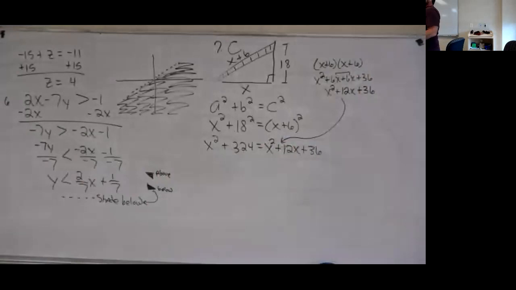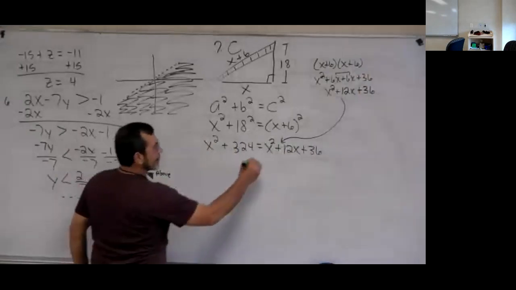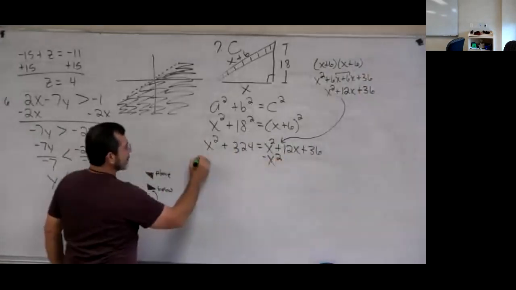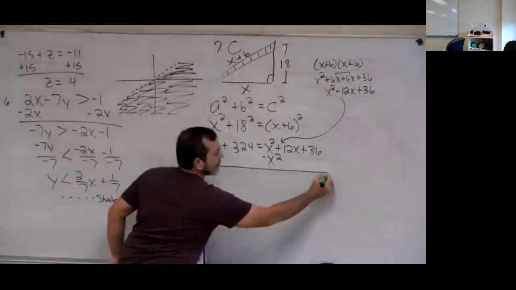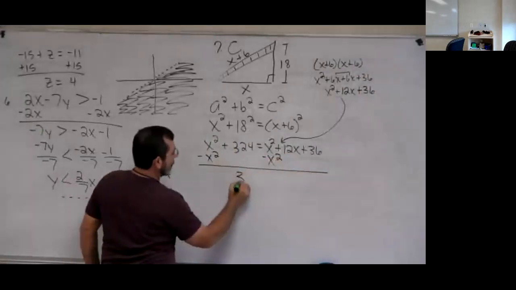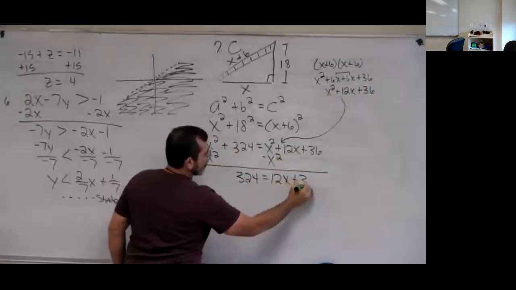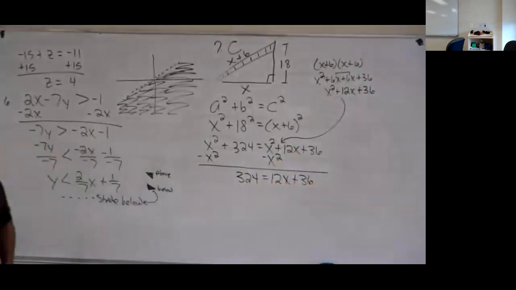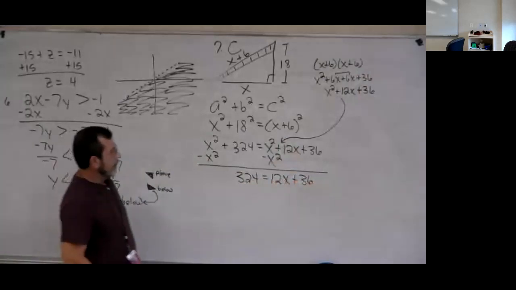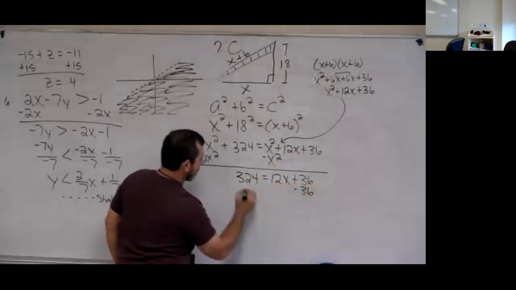All right, so now I'm just going to solve this for the x. So I would start by trying to get these x squareds on the same side. But when you subtract x squared from both sides, it's gone. So I have 324 will equal my 12x plus 36. So when y'all do this problem on the test, the x squares are definitely going to cancel out on this one. All right, so let's subtract 36 and then divide by the 12.